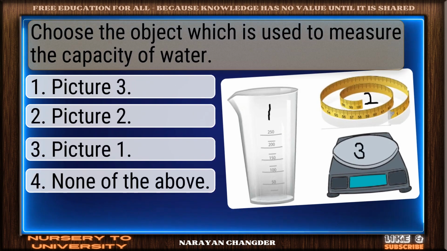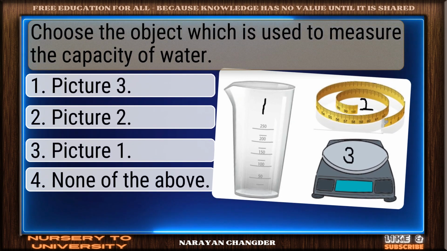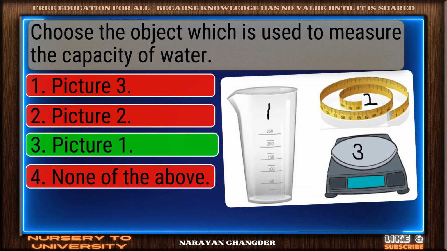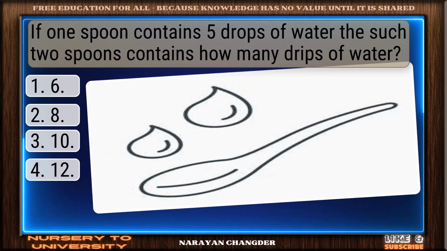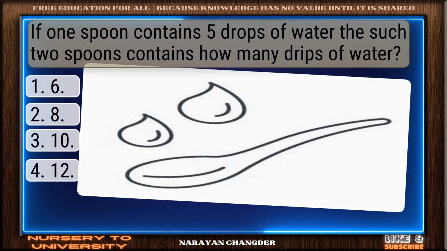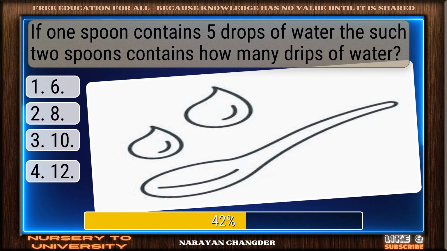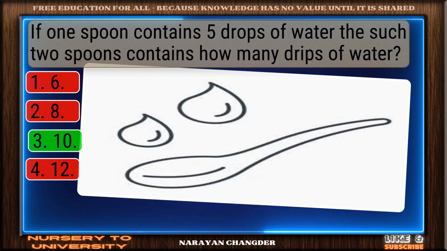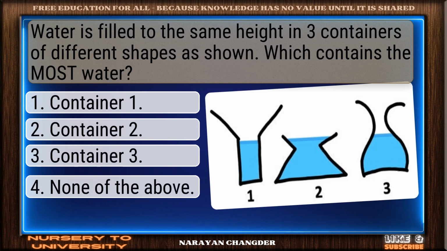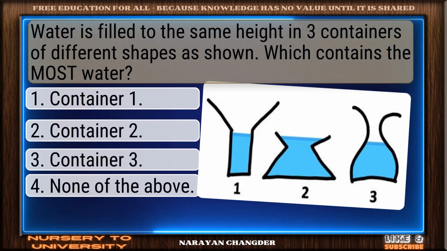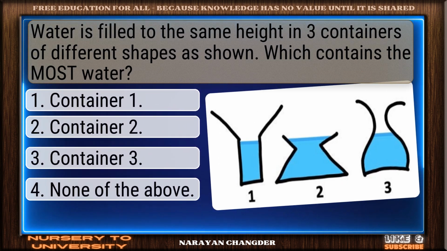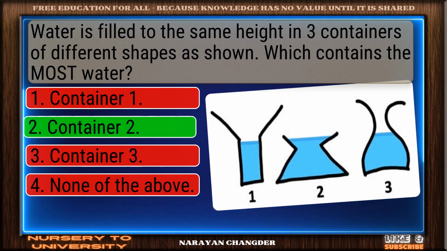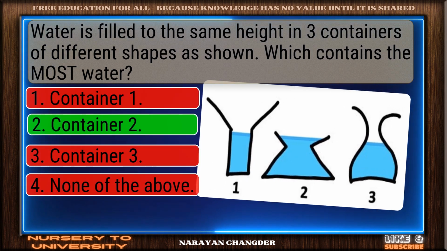Choose the object which is used to measure the capacity of water. Good job. Picture 1 works well here. If 1 spoon contains 5 drops of water, then 2 such spoons contain how many drops of water? Well picked. 10 is the correct answer. Water is filled to the same height in 3 containers of different shapes as shown. Which contains the most water? Good job. Container 2 works well here.